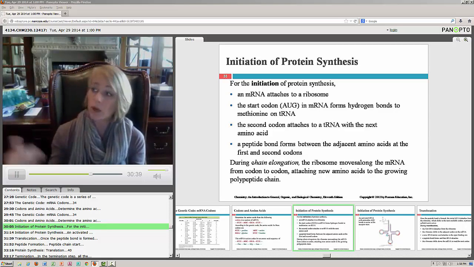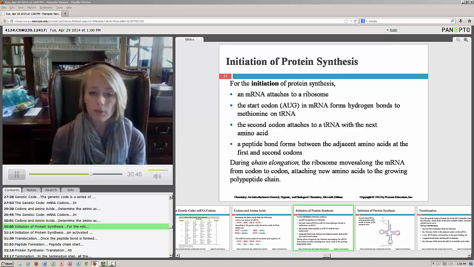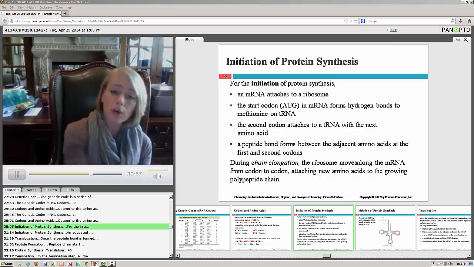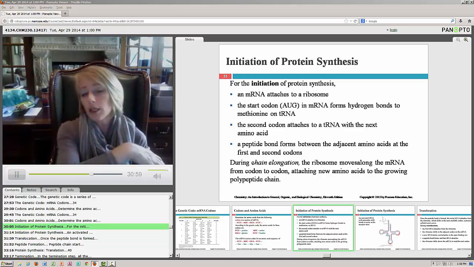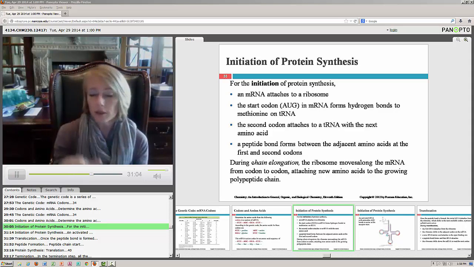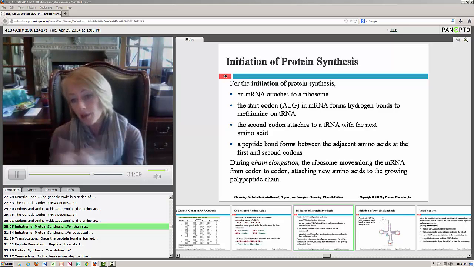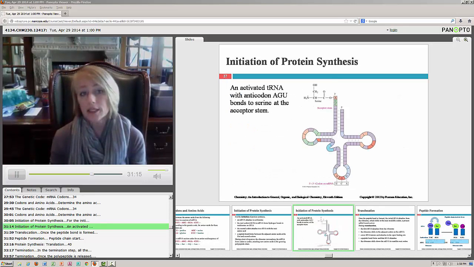Of course, that's with hydrogen bonds, as with all base pairing, to the transfer RNA for methionine in this situation. Okay, and then as the second codon attaches with its transfer RNA, each transfer RNA will be unique. It will drop off the second amino acid. As those two transfer RNAs are ejected from the ribosomal unit, then a peptide bond will form. The peptide bond, of course, is an amide bond.